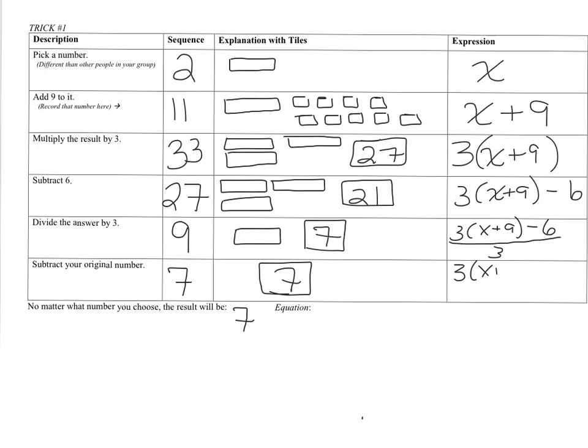So it's 3 times (x + 9), minus 6, the whole thing divided by 3, and then you subtract your original number, well, that's subtracting your x value. So then that's your expression. You're just building onto your expression step by step by step.